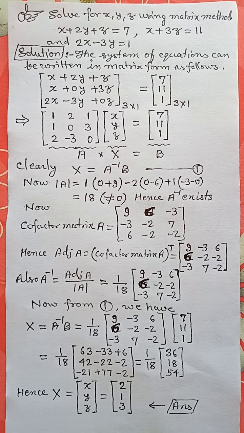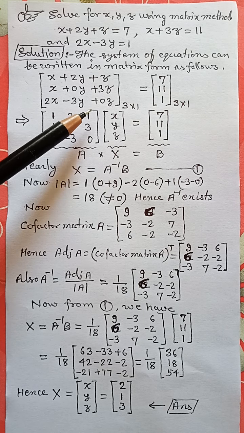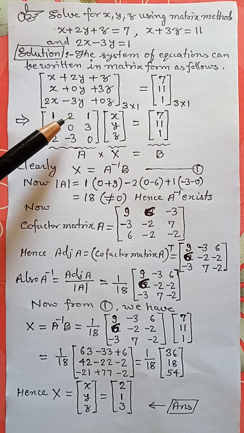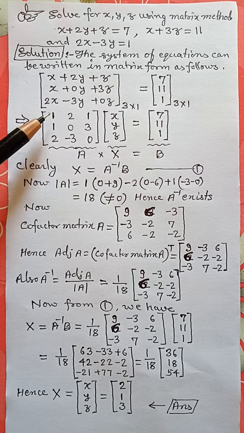Now the cofactor matrix of A. You have to find the cofactor matrix of A to get the adjoint of A. To find the cofactor matrix of this matrix A, we have to replace every element of this matrix by its corresponding cofactor. And cofactors are minors with appropriate sign.